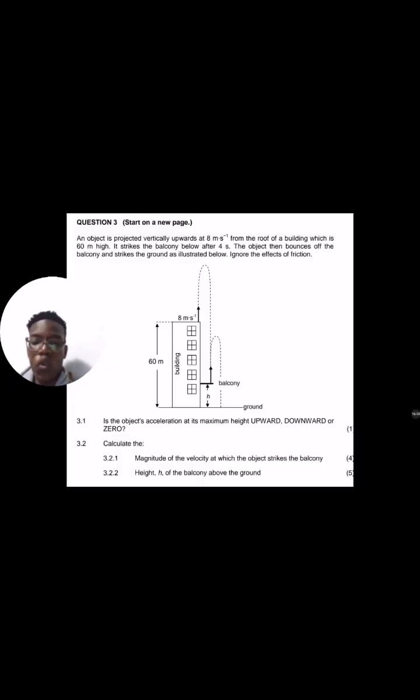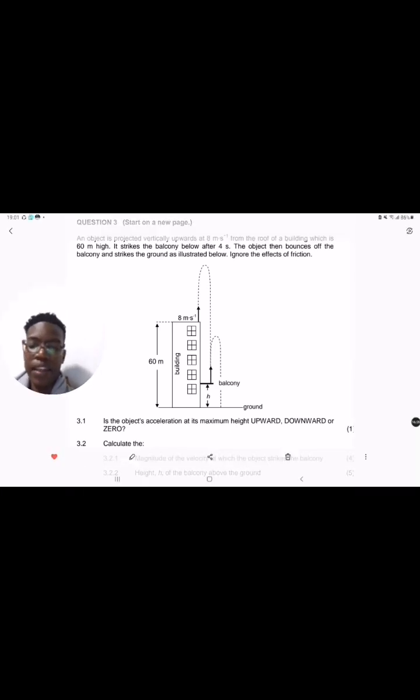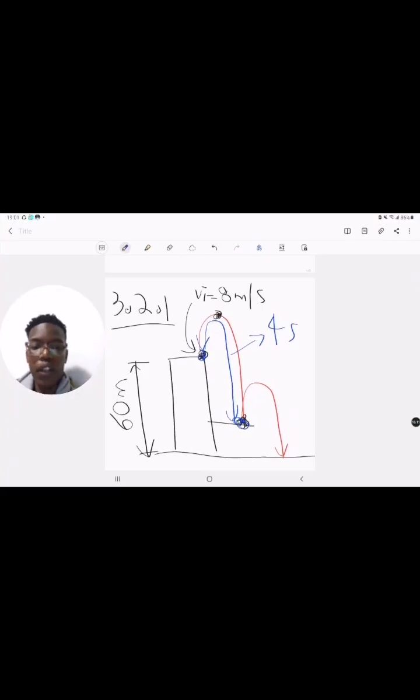For 3.2, calculate the magnitude of the velocity at which the object strikes the balcony. So now we are asked to calculate the magnitude, or the size, of the velocity at that point. They're saying at the point where the object strikes the balcony, it has that velocity. So that's what we are required to calculate, the final velocity.